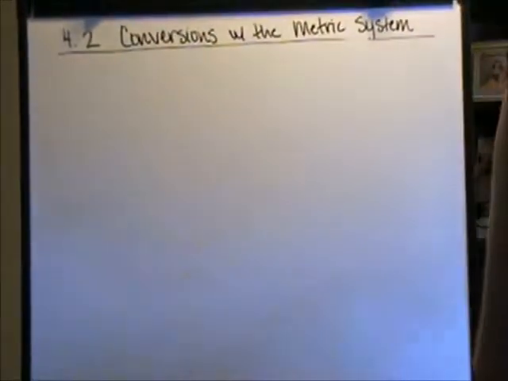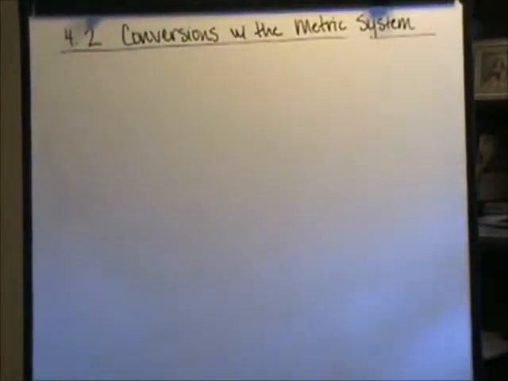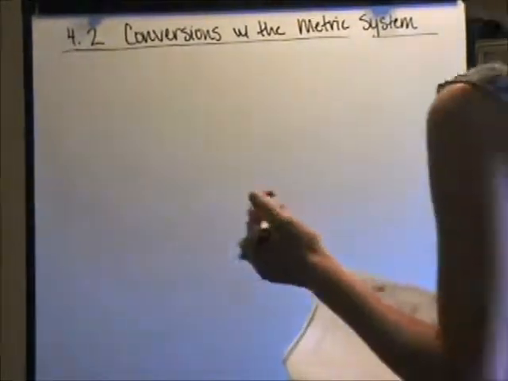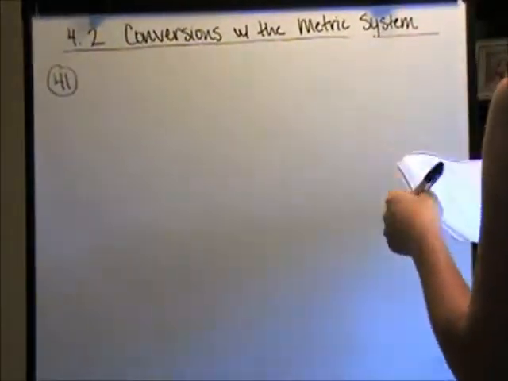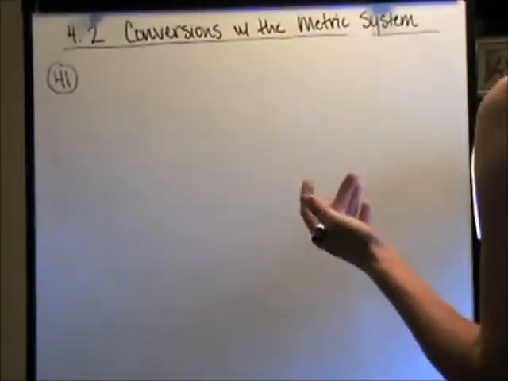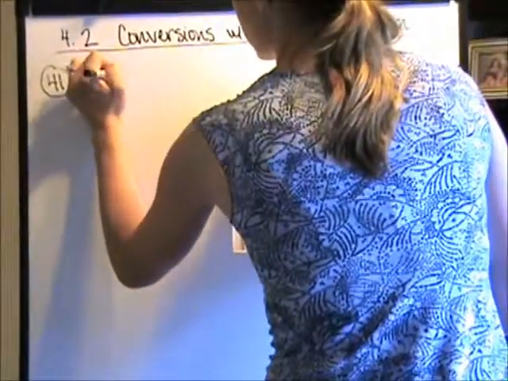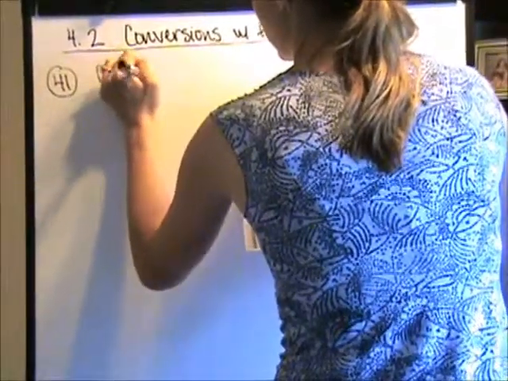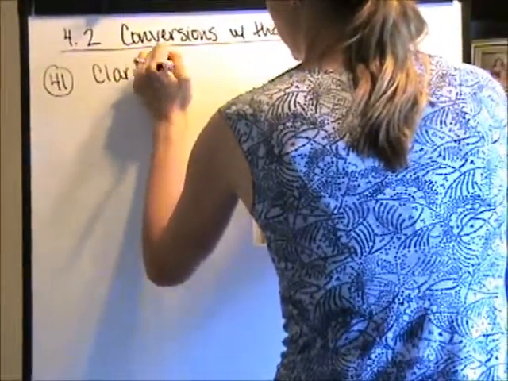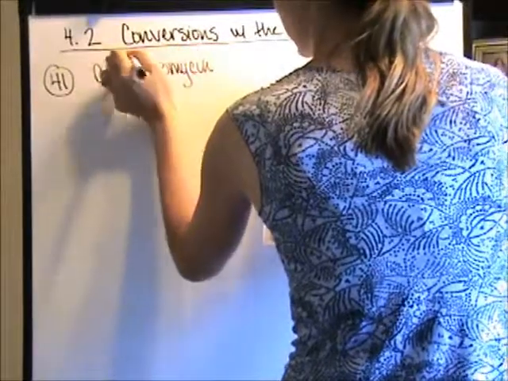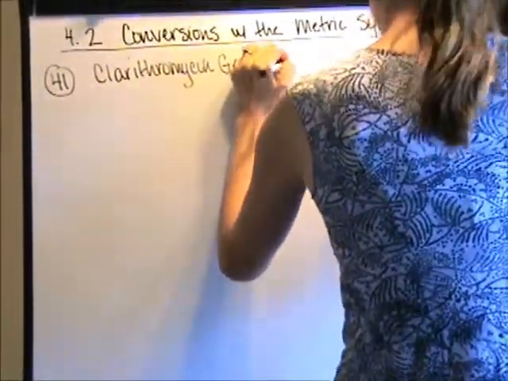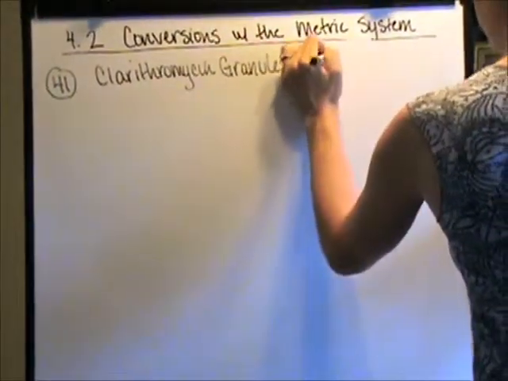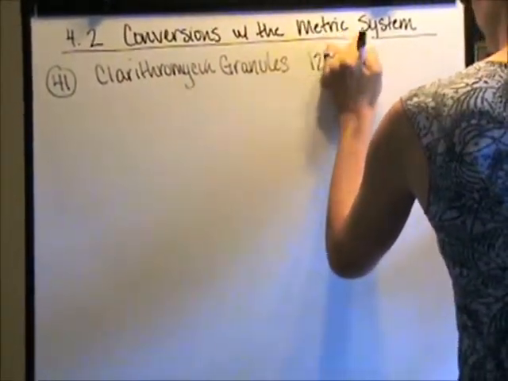If you turn the page to page 86, let's look at number 41, some of the actual application looking at pharmacy prescriptions. Okay, the following prescription has come into the pharmacy: clarithromycin granules, and that's 125 milligrams per 5 ml.